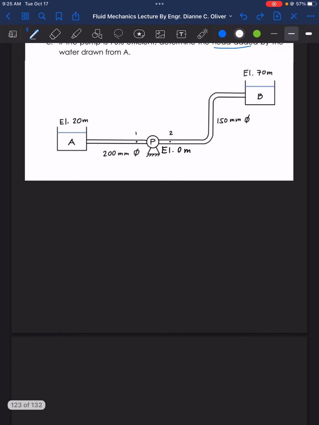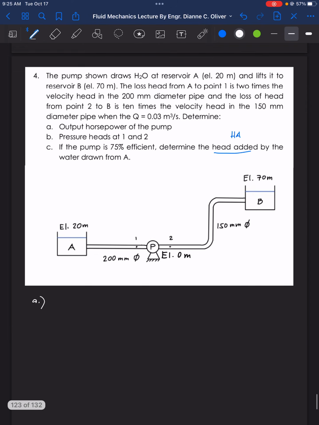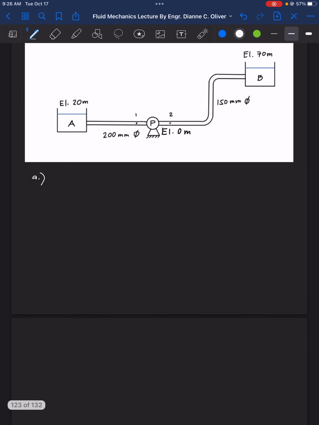So let's go to letter A first. What is being asked again in letter A? The output horsepower of the pump. So we're going to need to solve for the output horsepower. What we are going to do here now is use the equation: energy at A plus the head added, since we're talking about a pump, equal to EB plus the head loss. So there is a head loss from point A to B.